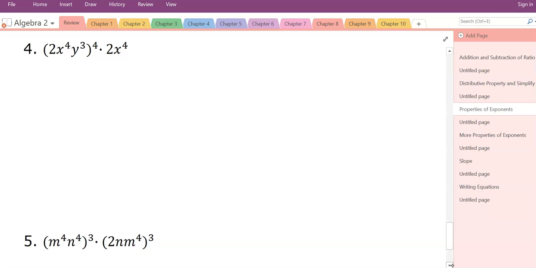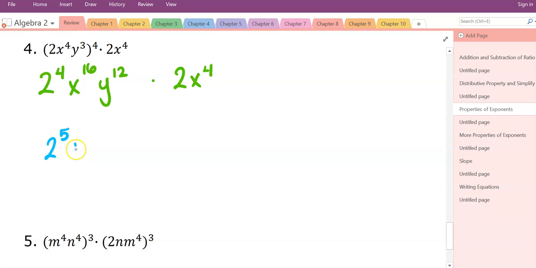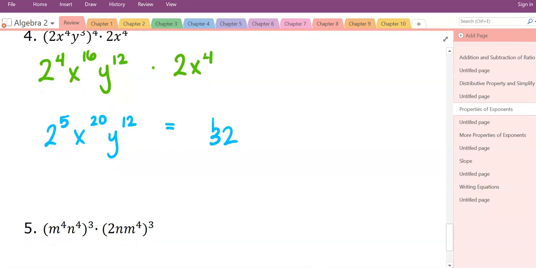For number 4, you need to rewrite this so that it's 2 to the fourth power x to the 16th y to the 12th times 2x to the 4th. So you're going to end up with 2 to the 5th power, x to the 20th, y to the 12th. And 2 to the 5th power is going to be 32. Then you have x to the 20th, y to the 12th.